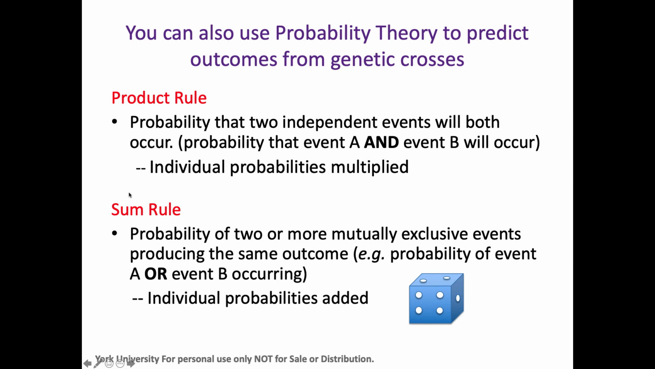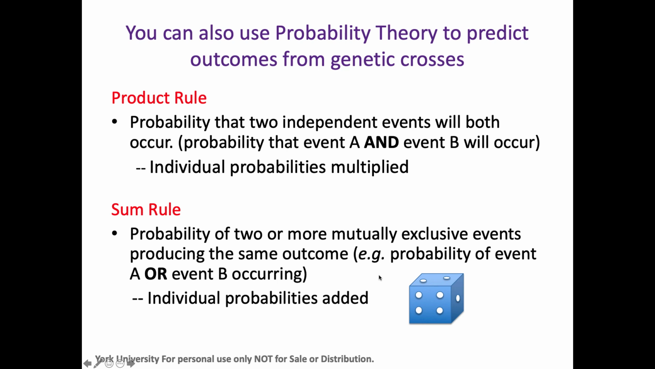In the case of the sum rule, it is applied when you're dealing with the probability of two or more mutually exclusive events producing the same outcome. For example, you're trying to figure out the probability of either event A occurring or event B occurring. They can't both happen at the same time. Either one will happen or the other in order to give a particular outcome. When you're dealing with probabilities of A or B occurring, then you add the probabilities.